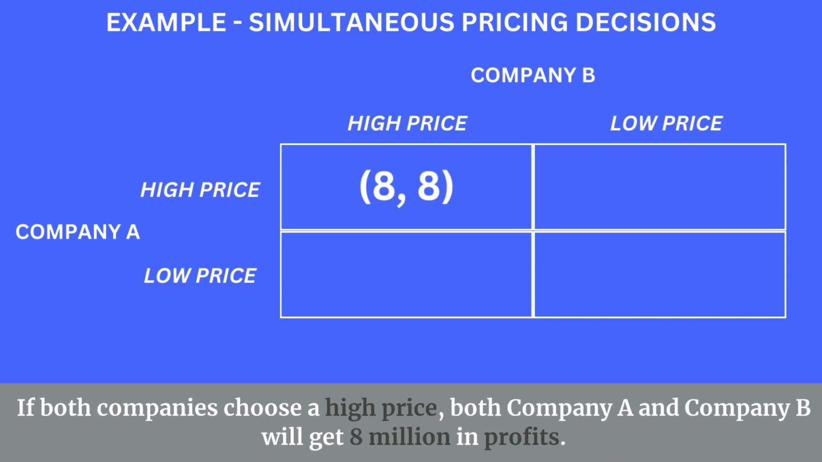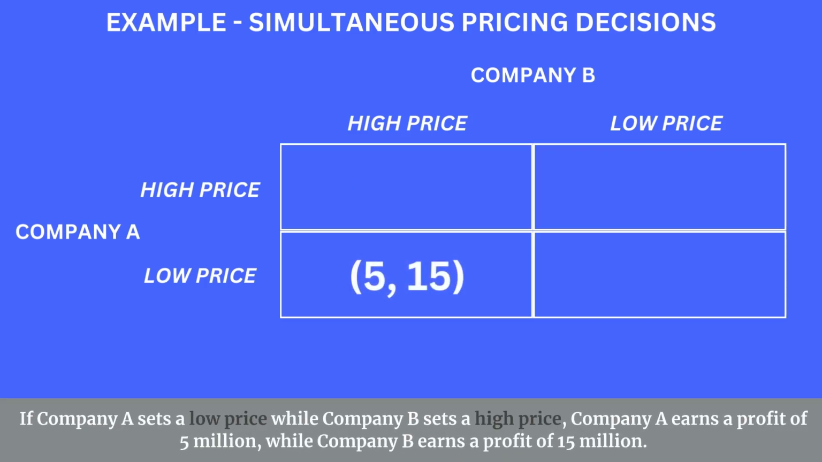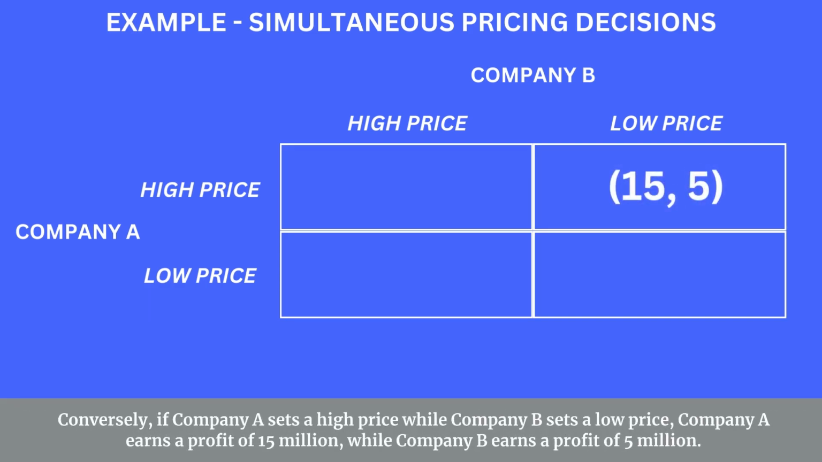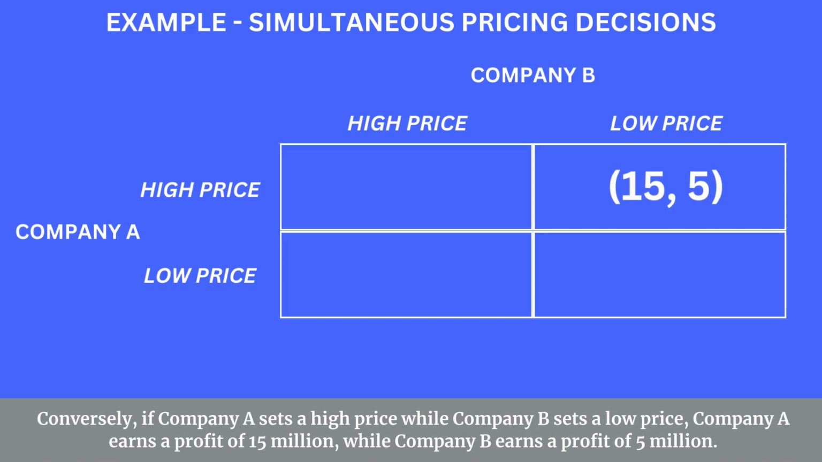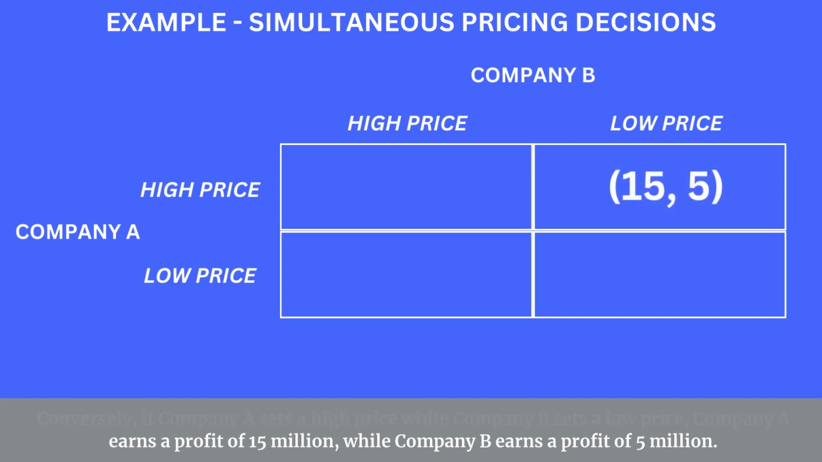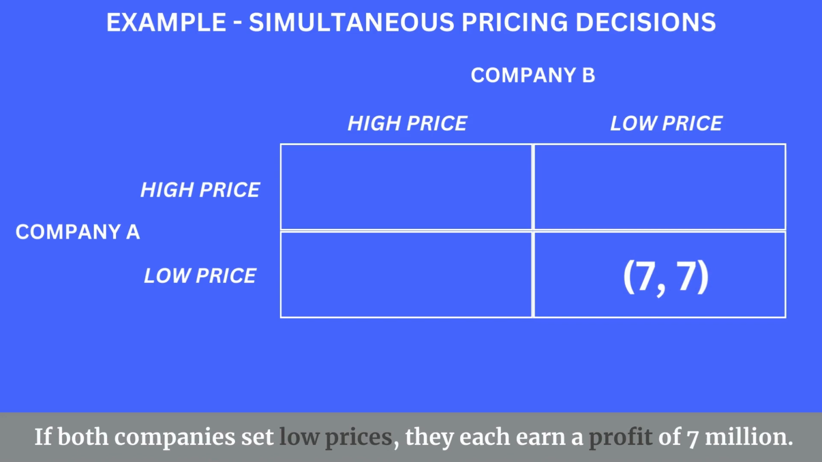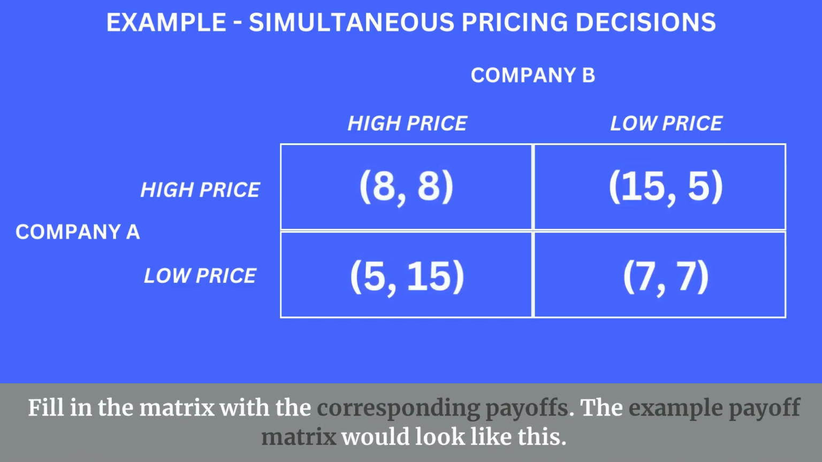If both companies choose a high price, both Company A and Company B will get 8 million in profits. If Company A sets a low price while Company B sets a high price, Company A earns a profit of 5 million, while Company B earns a profit of 15 million. Conversely, if Company A sets a high price while Company B sets a low price, Company A earns a profit of 15 million, while Company B earns a profit of 5 million. If both companies set low prices, they each earn a profit of 7 million. Fill in the matrix with the corresponding payoffs. The example payoff matrix would look like this.